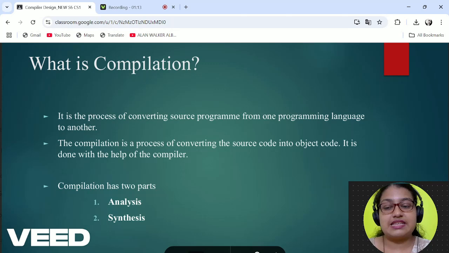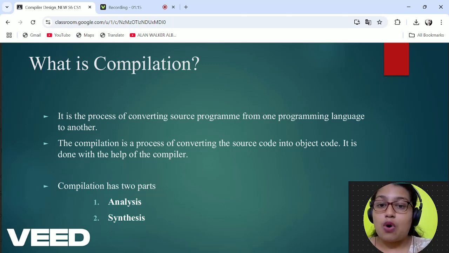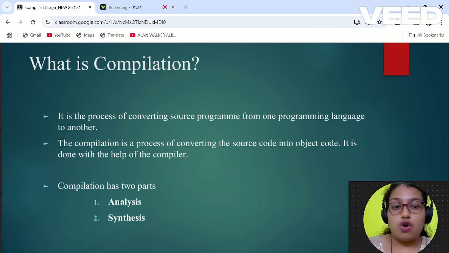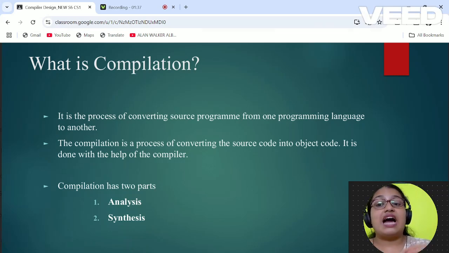Then comes the question: what is compilation? This is the process of converting a source program from one programming language to another. As I've told you, we will convert the source program to the target program. This process of conversion is called translation or compilation. So compilation is a process of converting the source code into object code, and we do that with the help of the compiler. And the compiler has two parts.